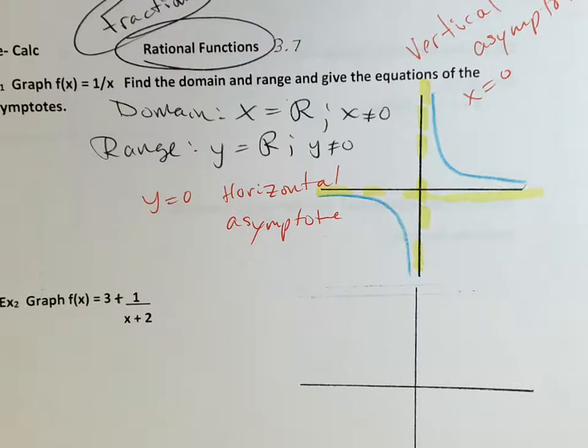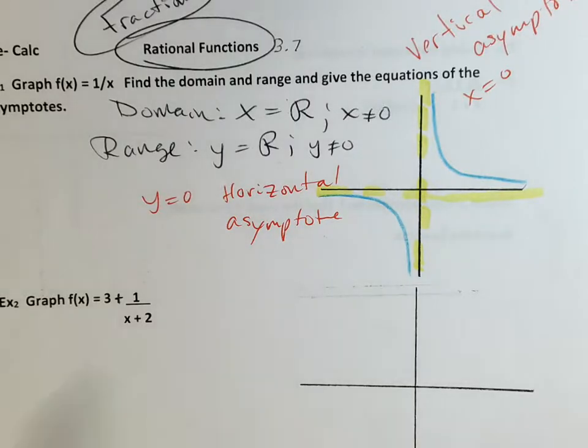So 0 on the top is 0. Say it. 0 on the top is what? 0. Okay, good. 0 on the bottom is? Bad news, right? 0 on the top is 0. 0 on the bottom is? Bad news. Okay, good. Remember that, okay?